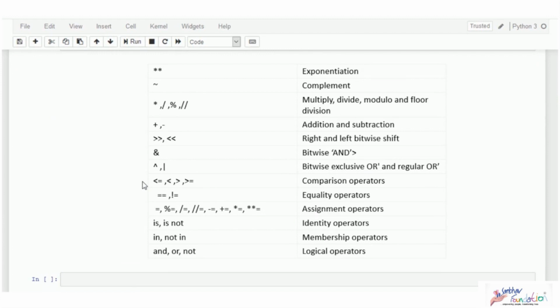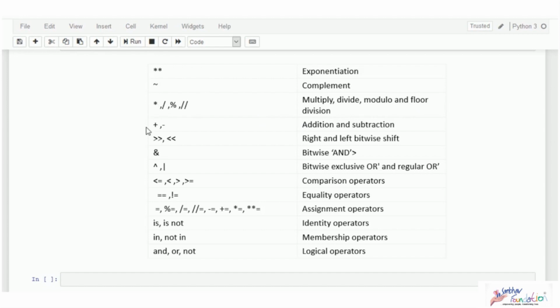First, anything within the brackets is evaluated. After that it follows this particular order from top to bottom. This is how the preference is given. After brackets, the preference is given first to exponentiation, then to complement, then to multiplication, division, modulo and integer division or float division. So this is the order of precedence.